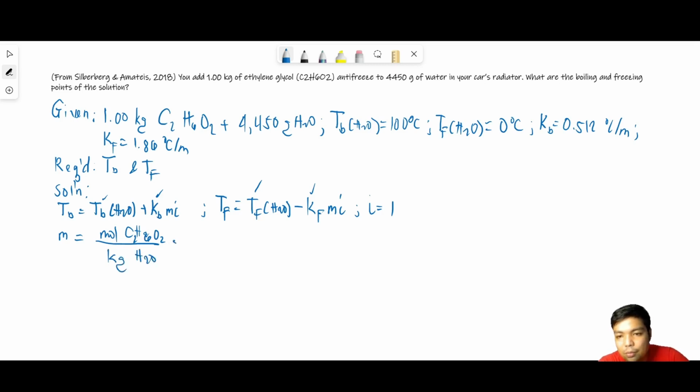Okay, so how do we solve for this? How do we solve the number of moles? We use the mass of ethylene glycol, then we convert it to number of moles using its molar mass. So this will be in the numerator portion. In the numerator portion, we have 1 kilogram of your ethylene glycol. I'll just write it here. And since 1 kilogram is equal to 1,000 grams, that means you will have 1,000 grams of your ethylene glycol.